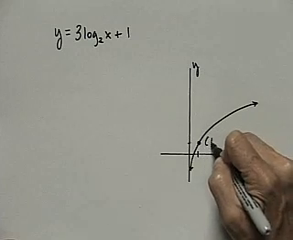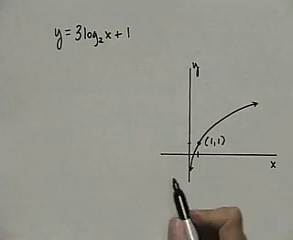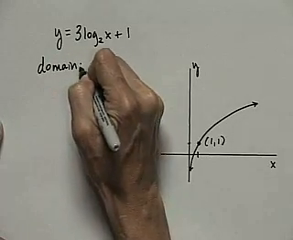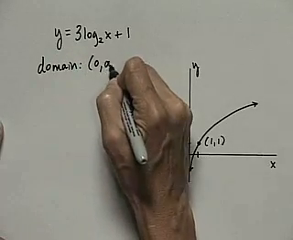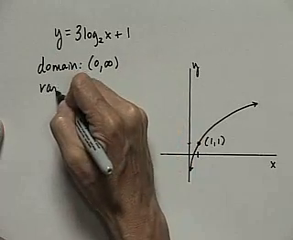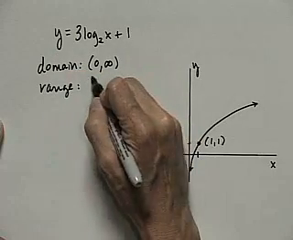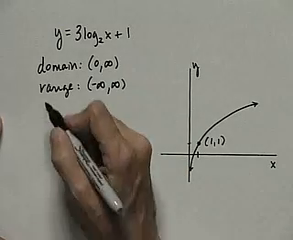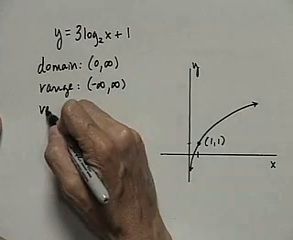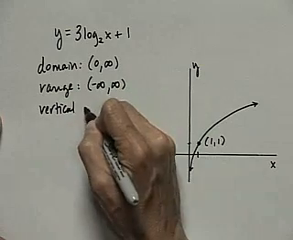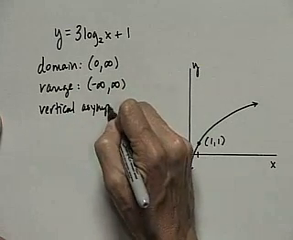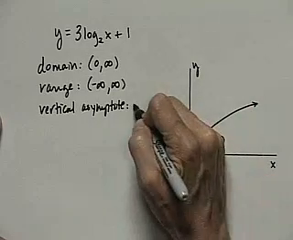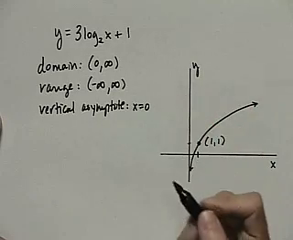Let me label this point and write down the domain, which is 0 to infinity. Write down the range, which is negative infinity to infinity. Write down the vertical asymptote, which is the y-axis, or the line x equals 0.